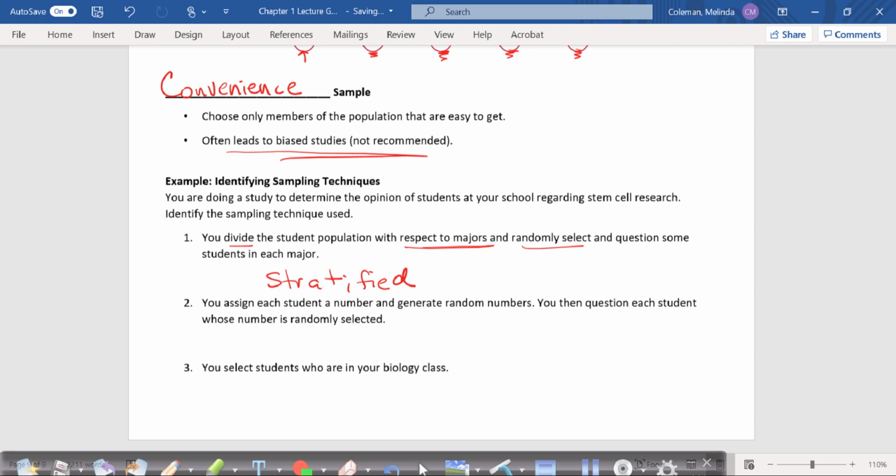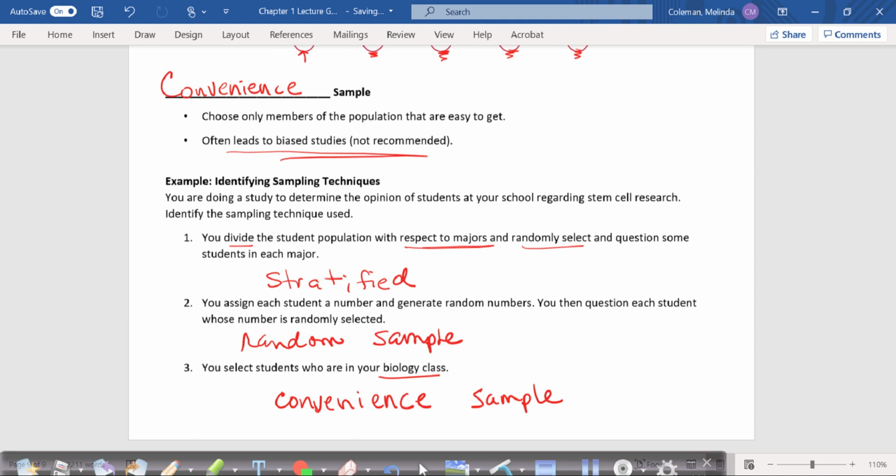Number 2, you assign each student a number and generate random numbers. You then question each student whose random number is generated. This is your purely random sample. Then number 3, you select students who are in your biology class. If that's all you're looking at are students in your biology class, then this would be convenience, and of course, not the best choice.